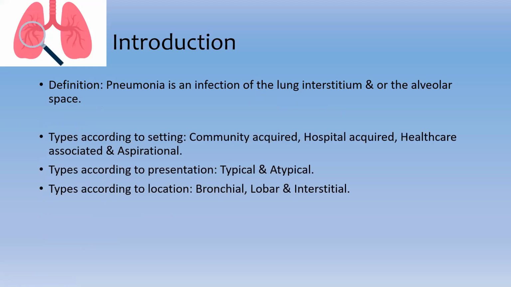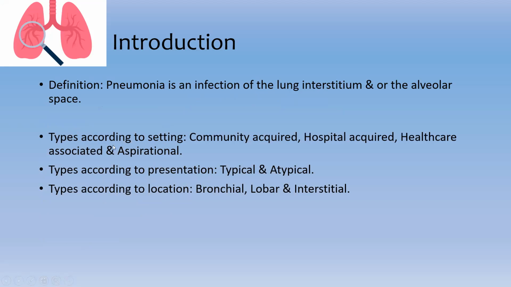So pneumonia, what is pneumonia? Pneumonia is basically an infection of the lung, interstitium, the alveolar space. It's an acute infection of the lung parenchyma, in other words. So the different types are grouped according to different factors, like setting. Others are grouped by presentation of the pneumonia. Others are grouped by location of the infection.